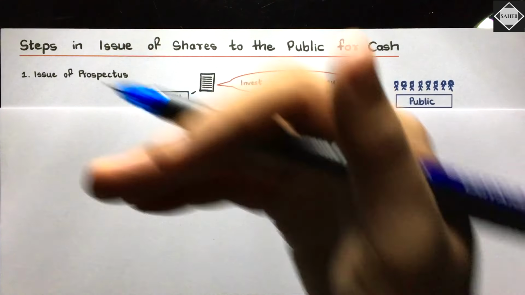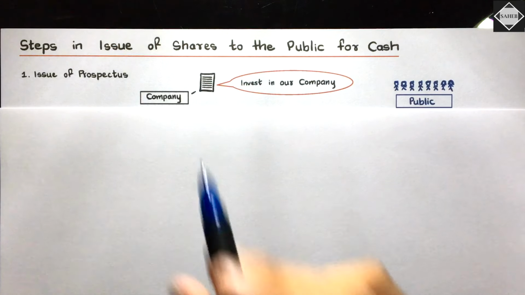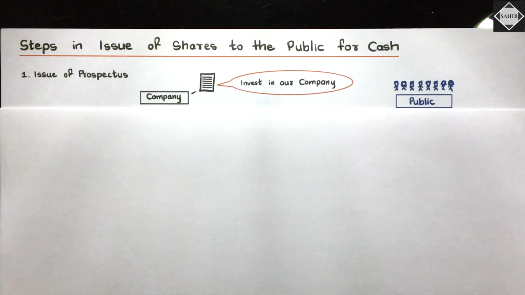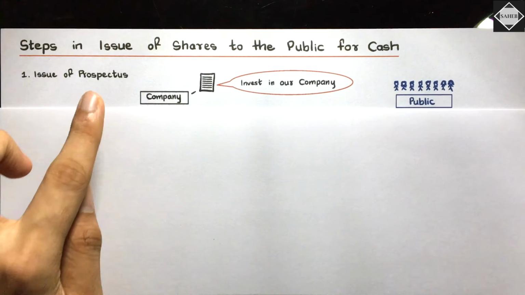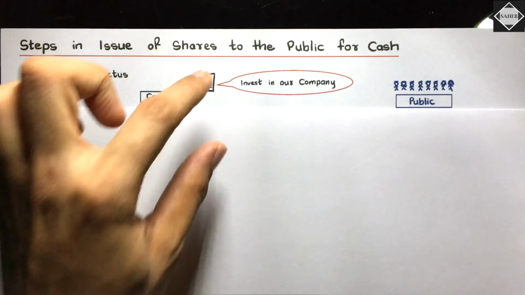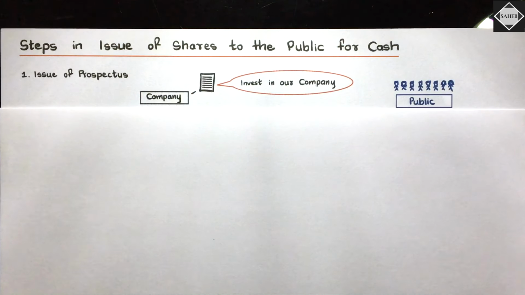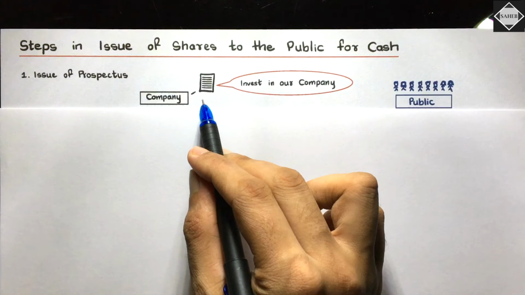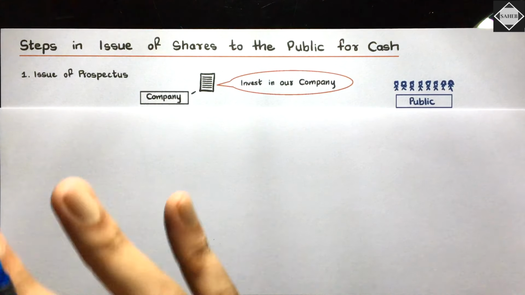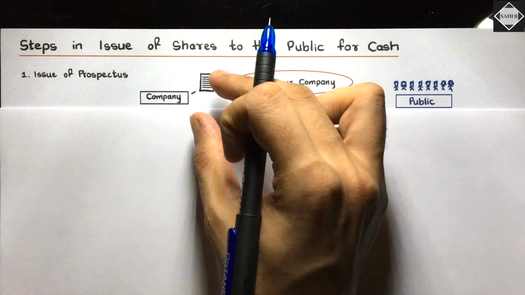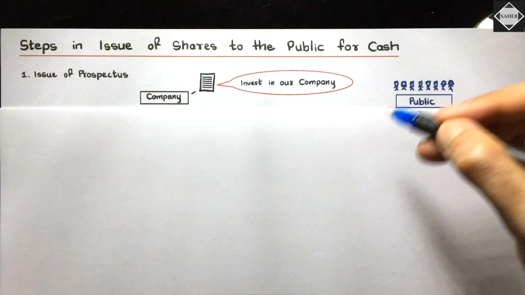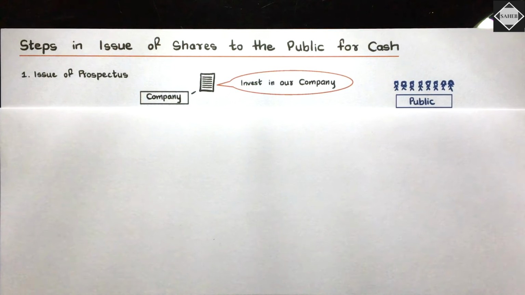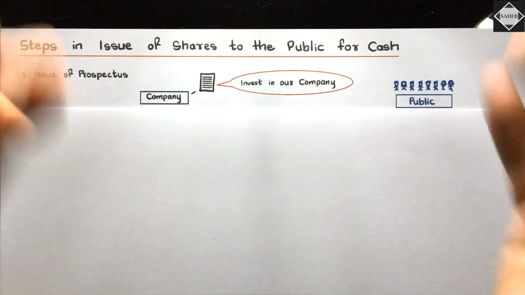The process. Now see here we have the steps that will take place when we are issuing shares to the public for cash. The first thing as a company we are going to do is issue a prospectus. Prospectus means just a document. In that document we will mention everything about the company. What are the financials? What is our aim, our vision? What is the growth prospect? Everything will be mentioned, and we will advertise it everywhere so that people can come to know about our company, about our IPO, that we are issuing shares to the public.